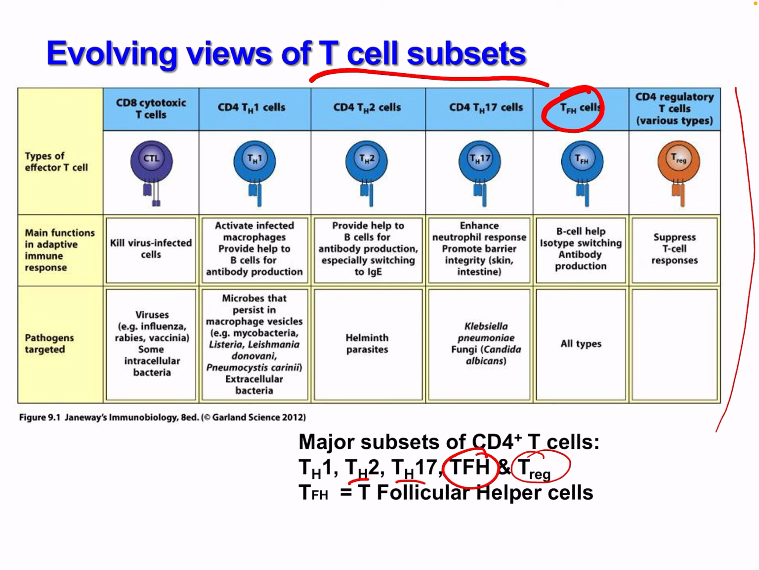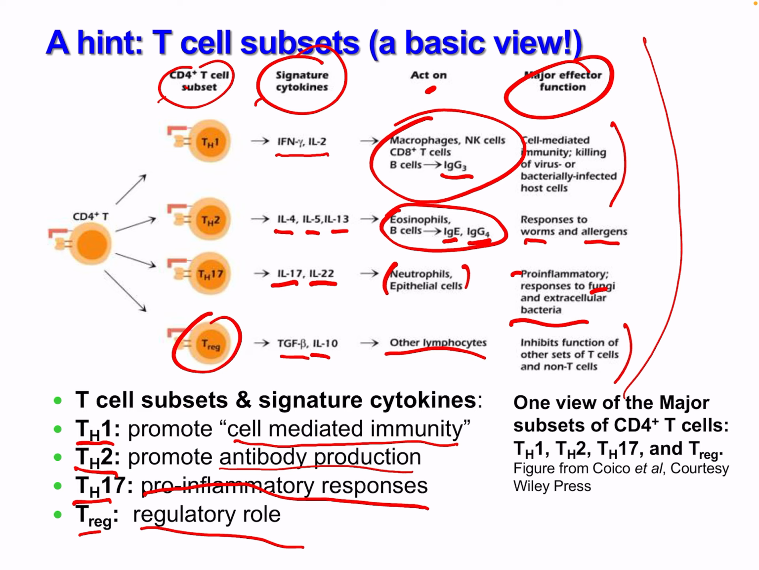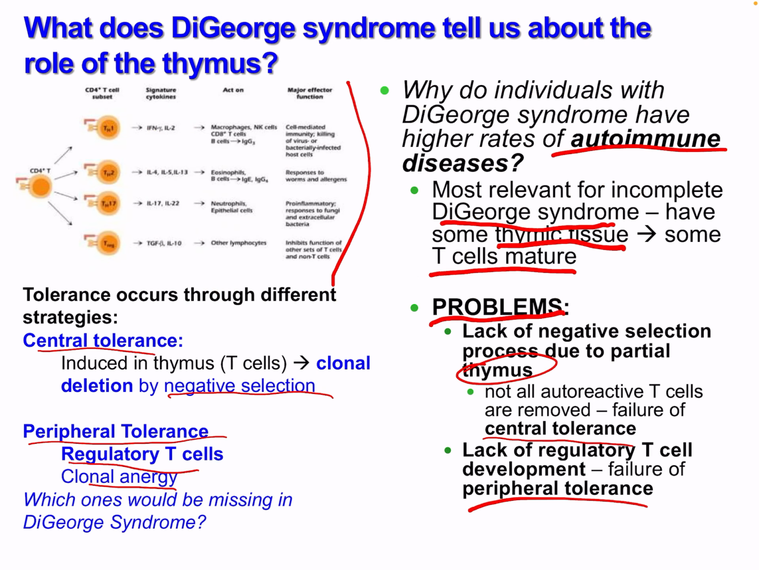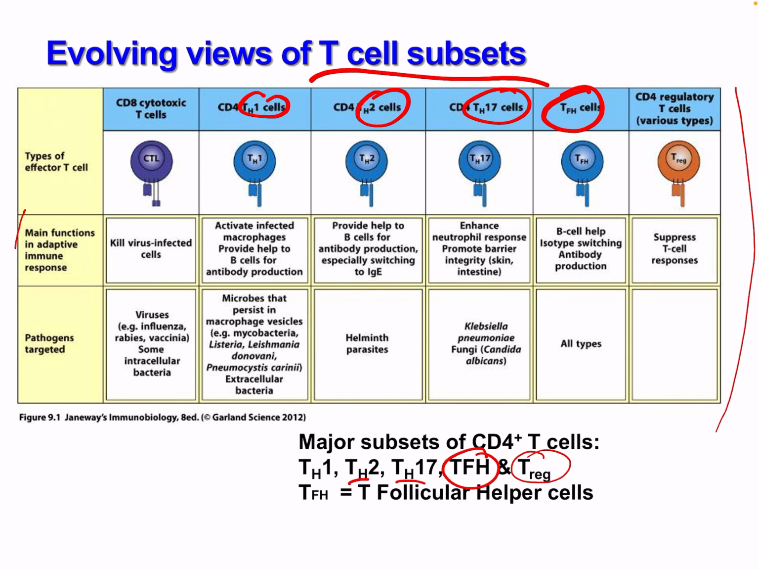A lot of times people will refer to a Th1 response, a Th2 response, a Th17 response. So again, if you go back to this figure here, in a Th1 response, we have these cytokines, these cells, and these effects. But here, we can see the main functions and pathogens targeted. So they kind of work together.